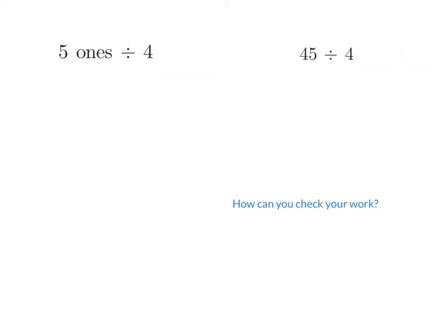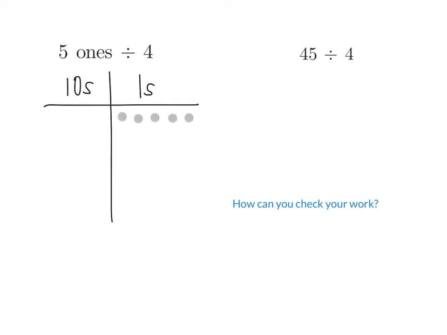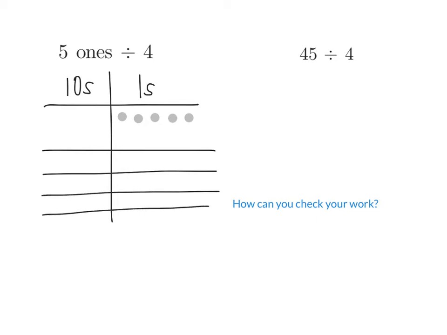Let's use a place value chart to help us divide 5 ones into 4 groups. So I have my tens and my ones here. Okay, I'm going to draw 5 ones, 1, 2, 3, 4, 5, into place value discs. Now, I want to divide it into 4 groups, so I have to draw 4 groups down here. There's 1 group, 2 groups, 3 groups, and 4 groups.